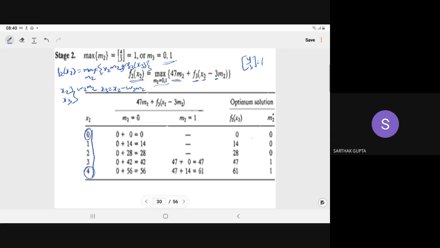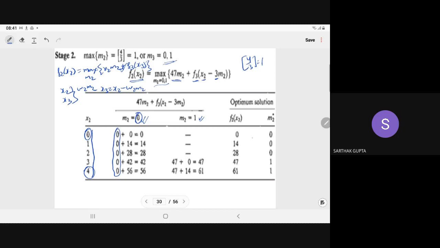Then for M2 we have the choice: M2 can be 0, M2 can be 1. Here we write the alternatives. In the alternatives, what do we have to maximize? The objective function is 47 M2 plus F3 of X2 minus 3 M2. Now please check carefully. When M2 is equal to 0, 47 M2 will become 0.